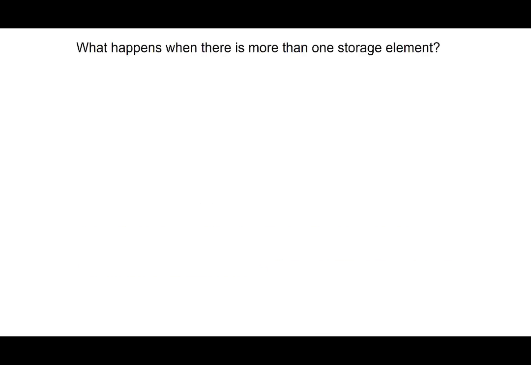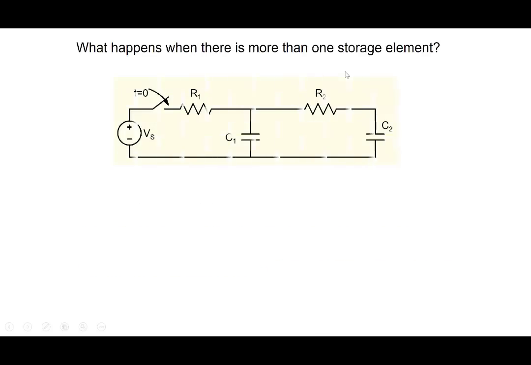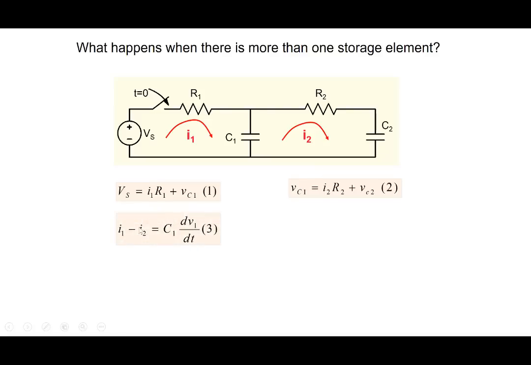So let me show it to you. What happens when there's more than one storage element here? Let's look at this case. At time t equal to 0, let's say the switch is closed. So let's write a mesh and two equations here. Vs equal to I1 R1 plus the voltage across the capacitor, Vc1. The voltage Vc1 equal to I2 R2 plus Vc2. So we can write that out.